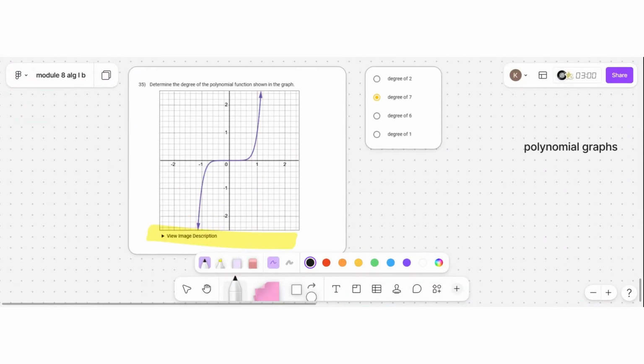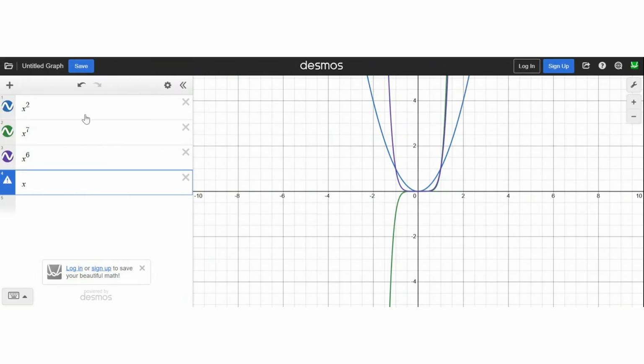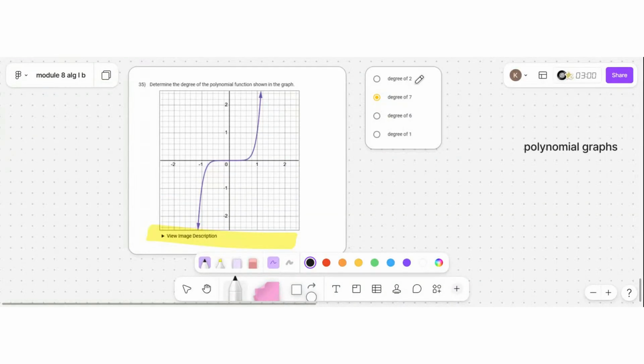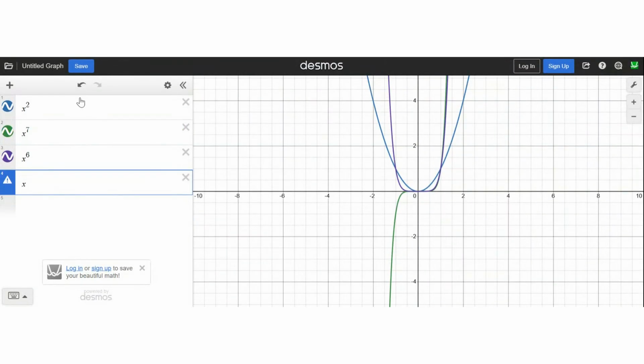Okay, last but not least, determine the degree of the polynomial function in the graph. These are our possible answers: degree of 2, degree of 7, degree of 6, and degree of 1. What that means is just x squared, or x to the 7, x to the 6, or x to the 1. X is the same as x to the 1, right? We don't have to put the 1 there. So what I did is I just typed it over here. Degree of 2 is the same as x to the 2. Degree of 7 is the same as x to the 7. So I typed in all 4 possible answers.